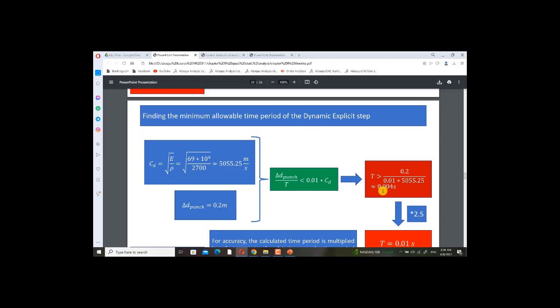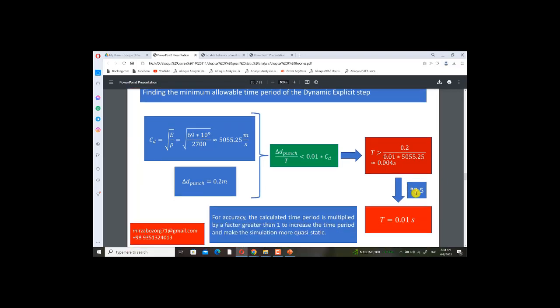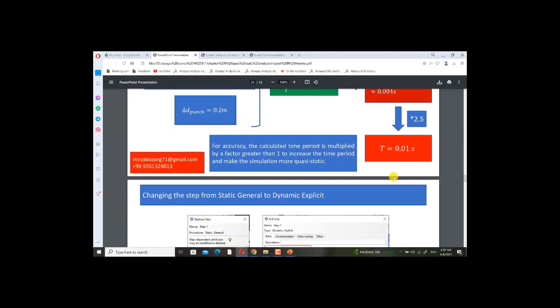But if I want to be conservative, I multiply it by a factor of 2.5, so the time period will be 10 milliseconds. For accuracy, the calculated time period is multiplied by a factor greater than 1 to increase the time period and make the simulation more quasi-static.